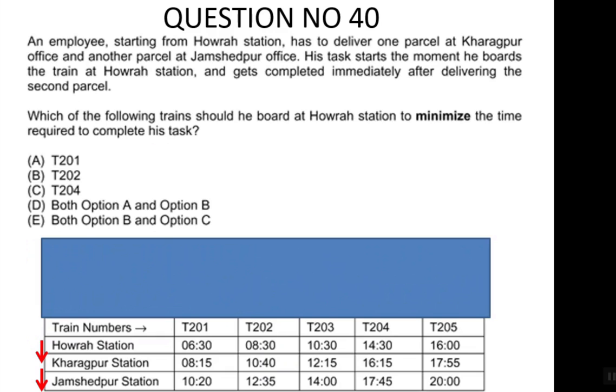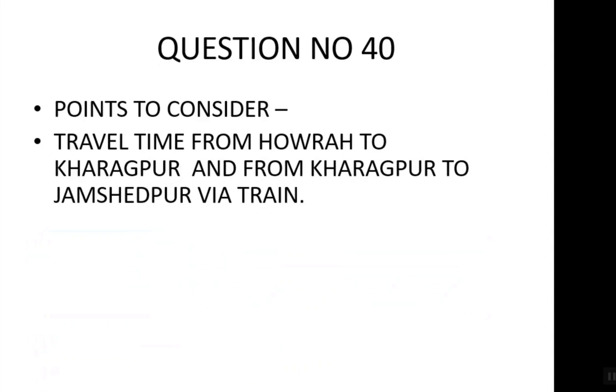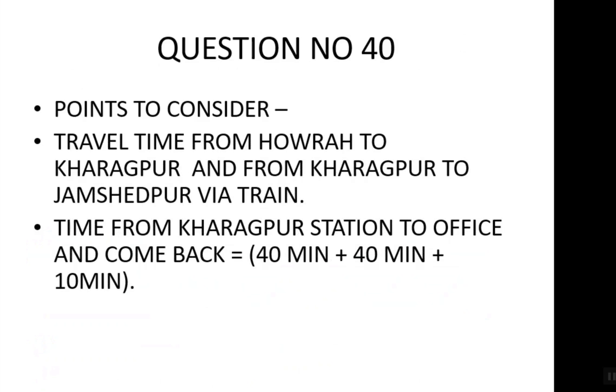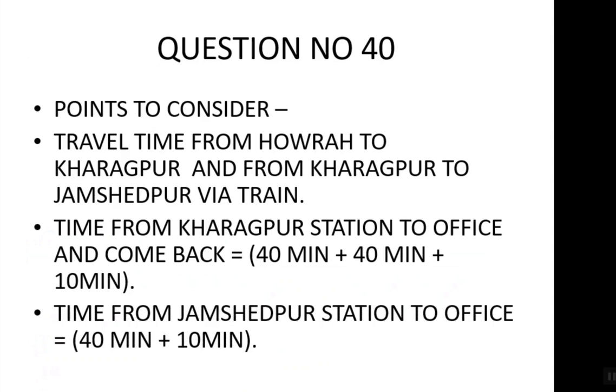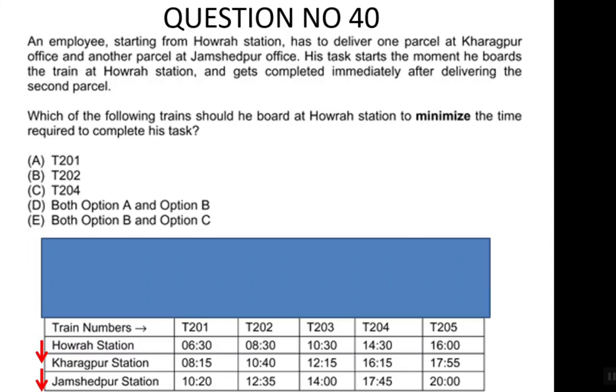The points that we need to keep in mind in solving the question are the travel time from Howrah to Kharagpur and from Kharagpur to Jamshedpur via train. Also, the time from Kharagpur station to office and coming back, which will take 40 minutes plus 40 minutes plus 10 minutes that we have already discussed earlier. Also, we have to consider the time from Jamshedpur station to his office, as the question is already asking us that after delivering the second parcel his job will be over, so we will not consider the time of coming back to the station.